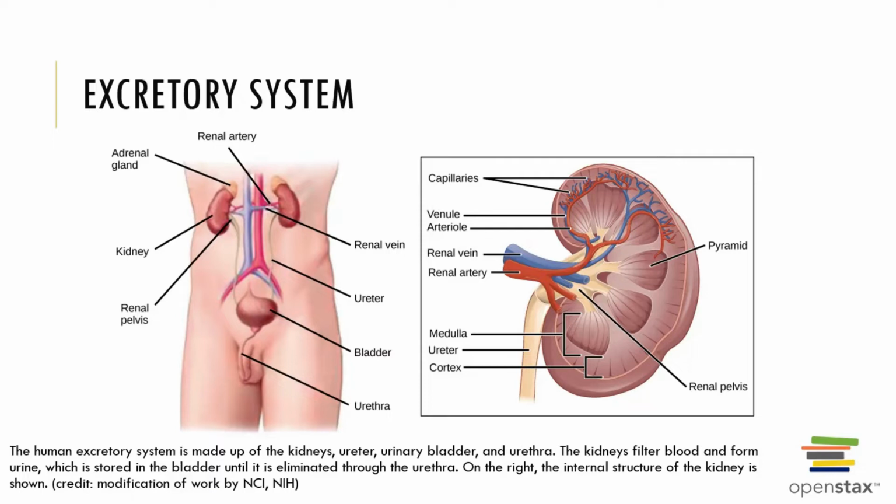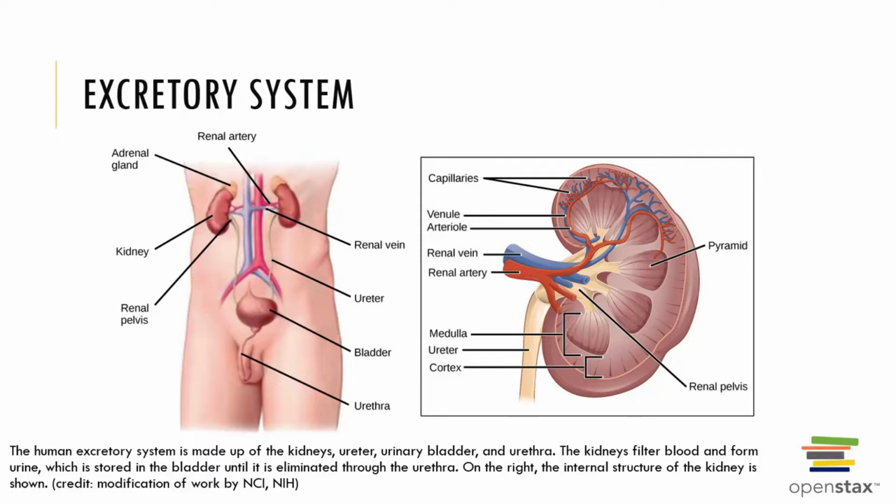We have two ureters that receive the urine from the kidneys and conduct it to the urinary bladder. You can see the ureters here. The urinary bladder receives and stores the urine prior to the elimination of the urine from the body. And the transitional epithelial tissue of the urinary bladder is one of the things that allows it to stretch.